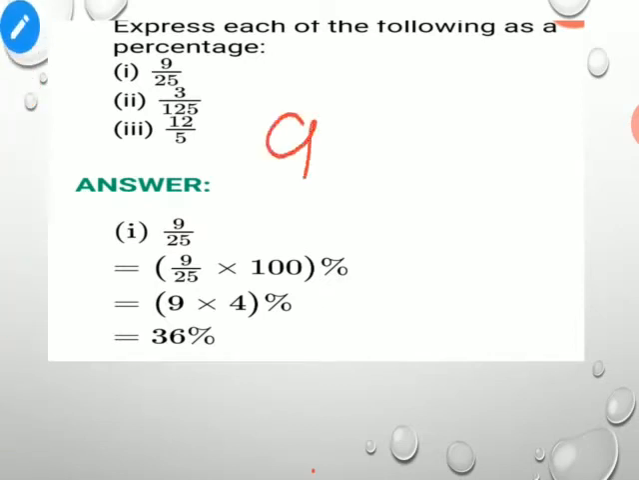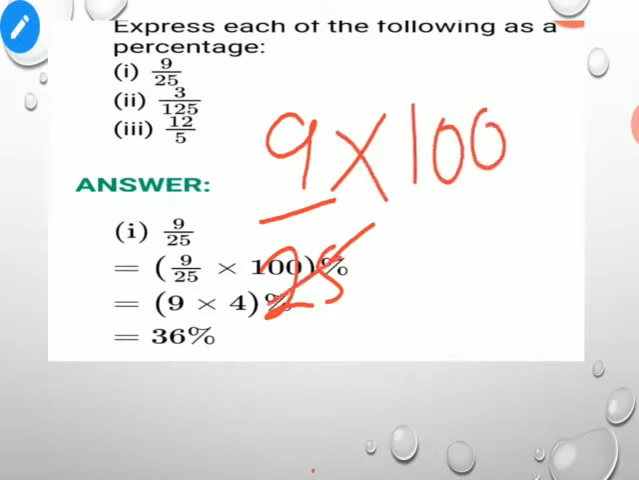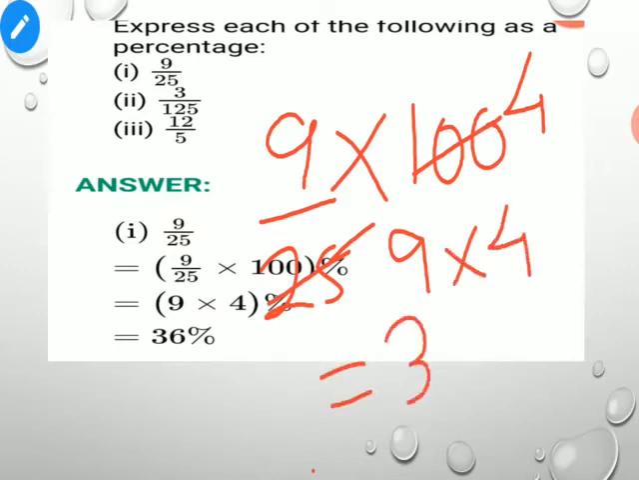So it's 9 upon 25. As you know, when we calculate percentage, we multiply by 100. So 25 will cancel 100 4 times. 9 multiplied by 4 will give you 36%.